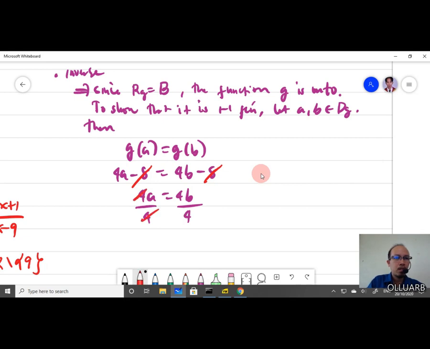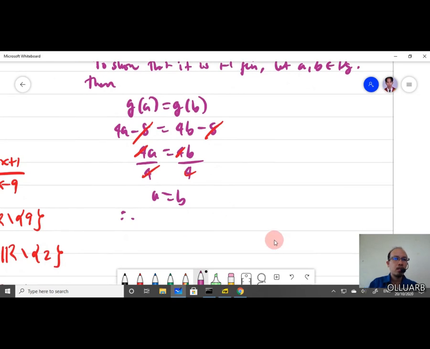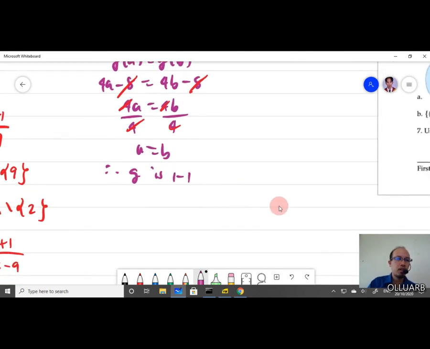So as you can see, we have a is equal to b. Therefore, the function g is 1-to-1. Okay, so to find the inverse, you have to interchange the rule of x and y. So our given is y is equal to 4x minus 8, so interchange the rule of x and y.